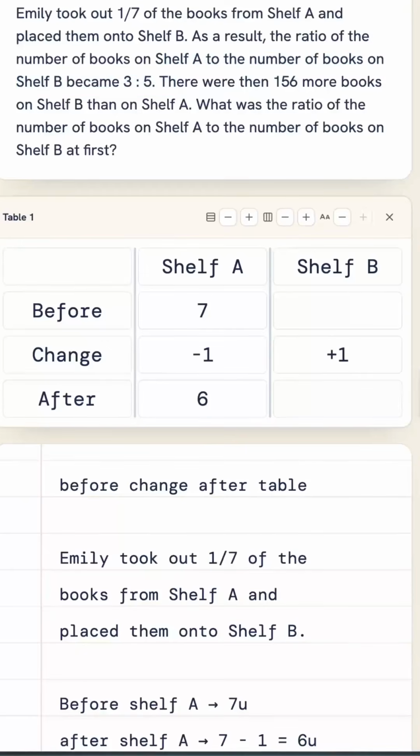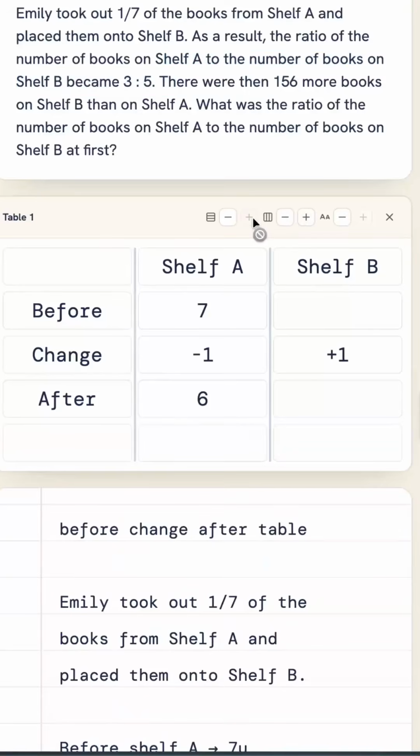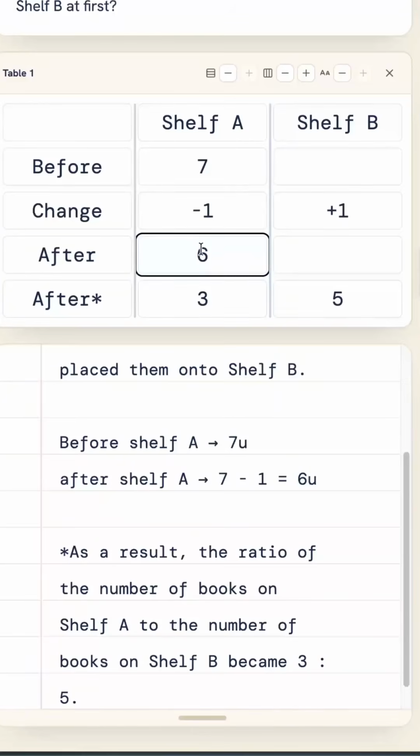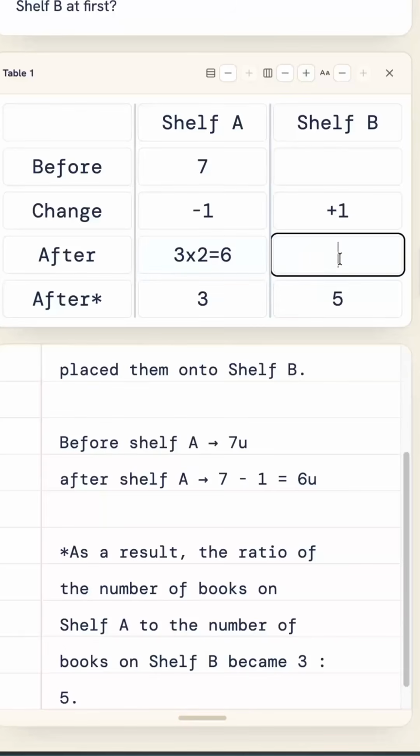So if I put this here, then as a result, the ratio of the number of books for shelf A to shelf B is 3:5. So we're going to add another one here, which is 3:5. This is the after as well. Therefore, how do we get from 3 to 6? That means for after, 6 is 3 times 2, which is equal to 6. And 5 times 2 is equal to 10.